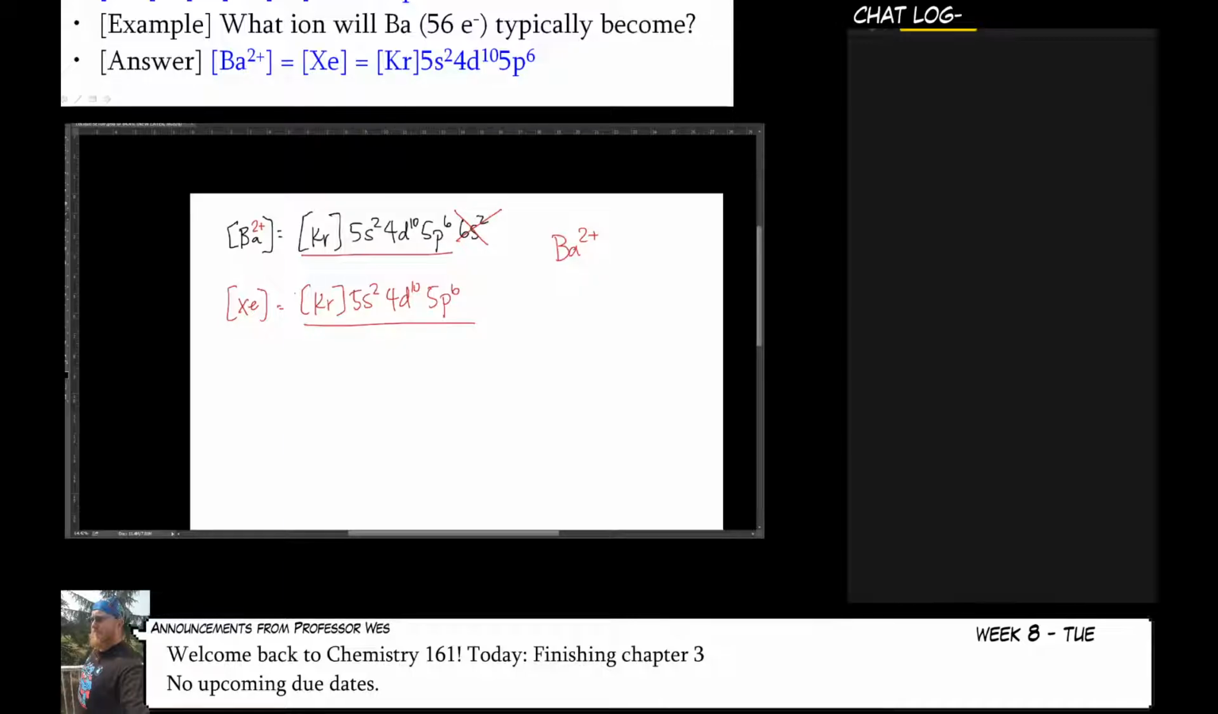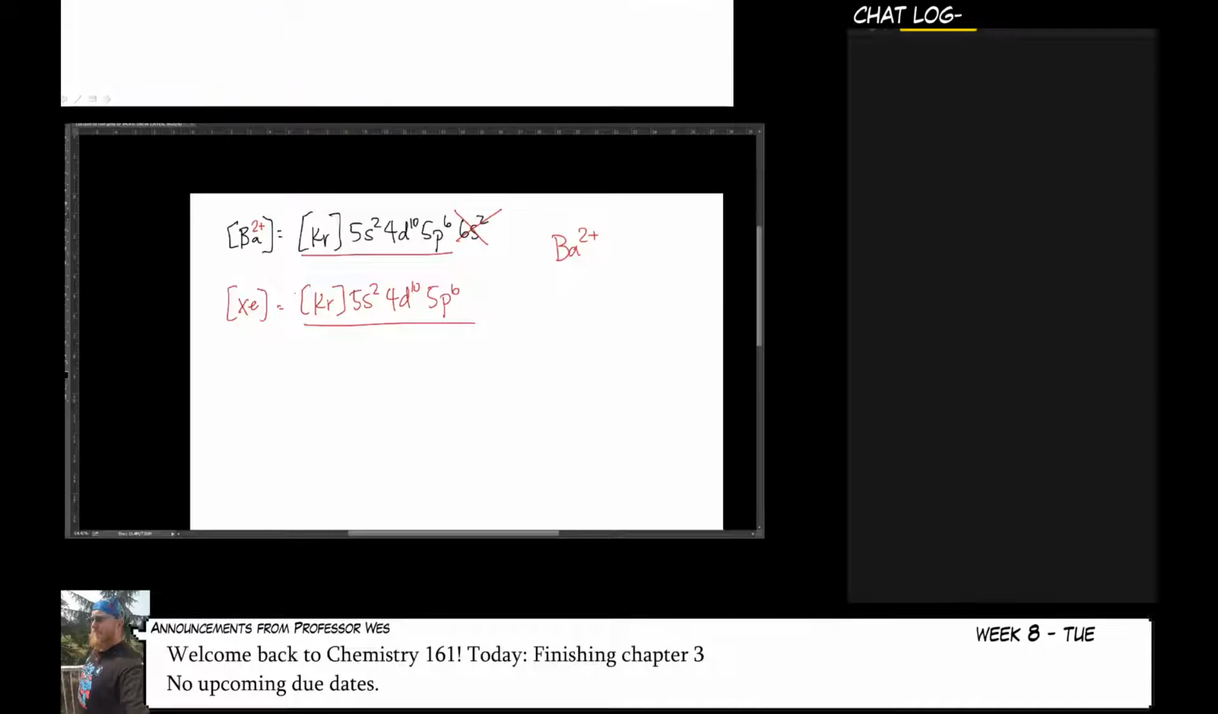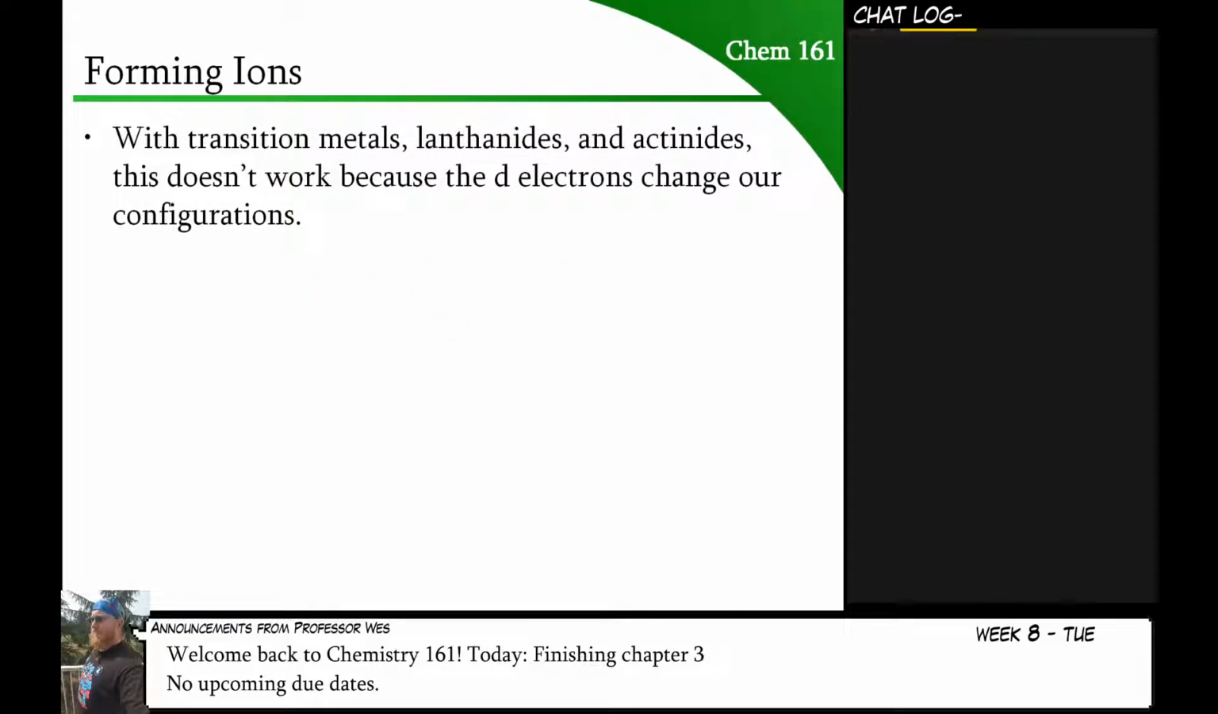So our goal is to just match up our element with the electron configuration of a noble gas and adjust our charge by however many electrons we needed to either get rid of for metals or add for nonmetals. So now we can predict what any ion's charge will be. Now, there are exceptions to this, of course, and those exceptions are things like transition metals, lanthanides, and actinides.